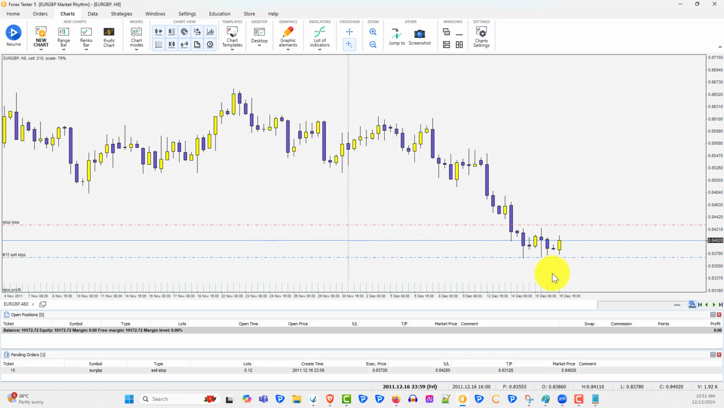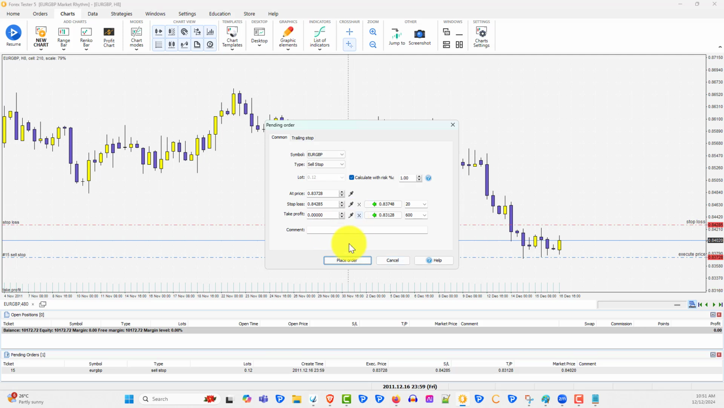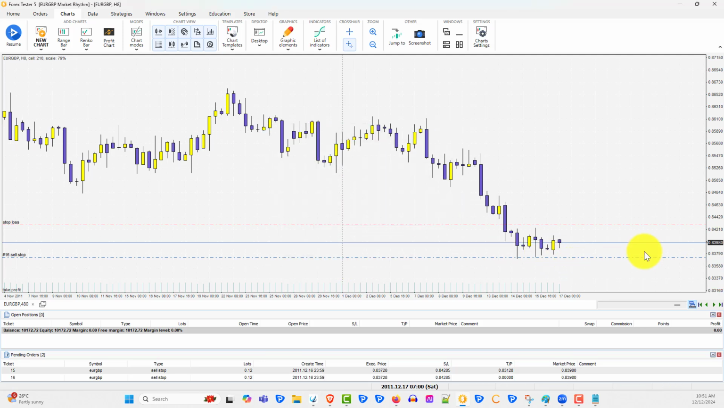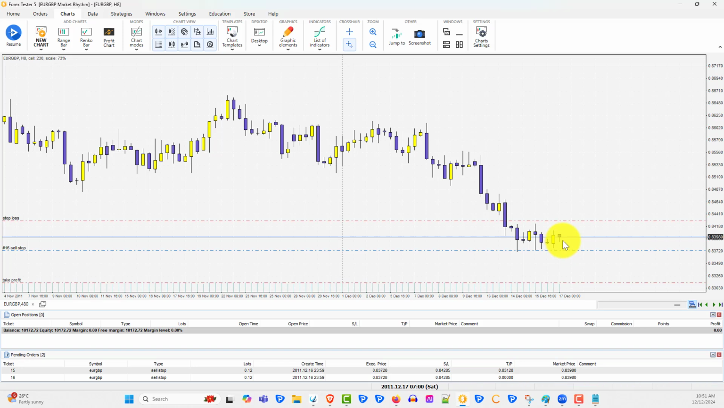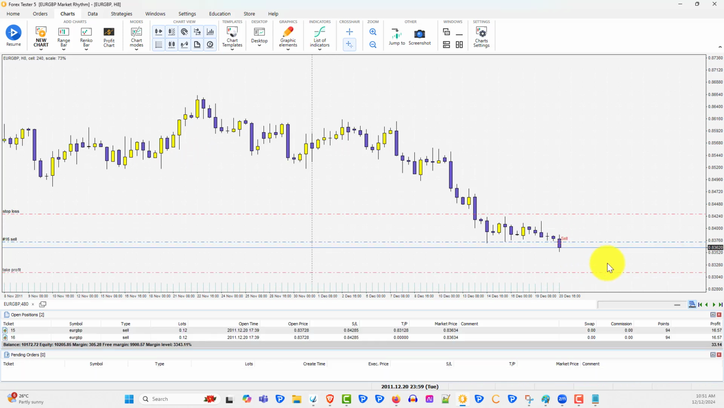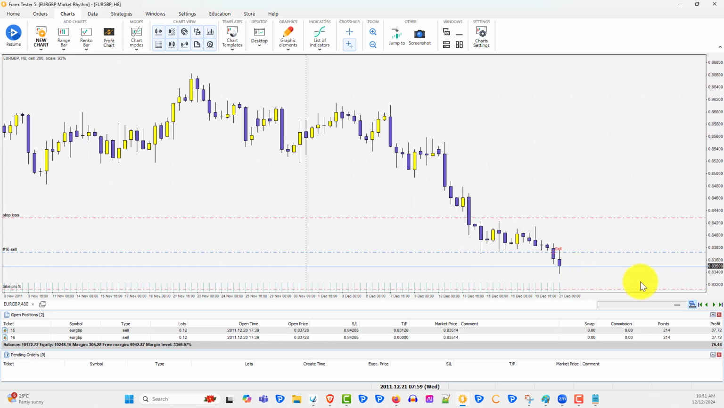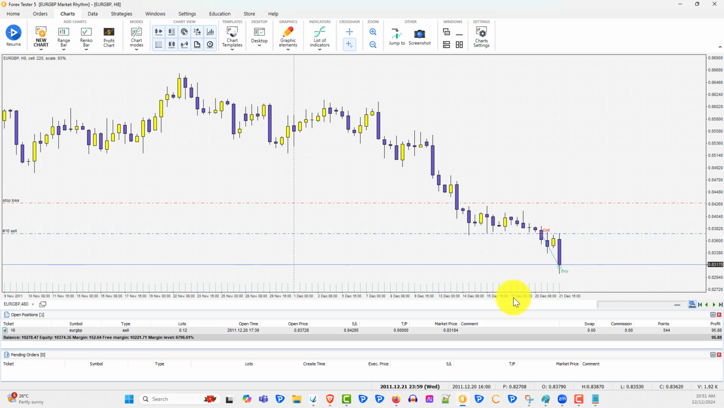Let's see what we have. Let's see if we get triggered here. If we get triggered here, it should be a big candle that does it. I guess that's a big candle. All right, here we go. There we go. All right.